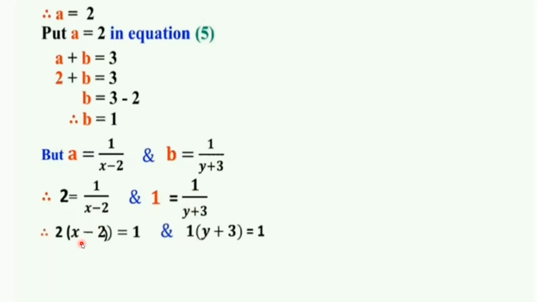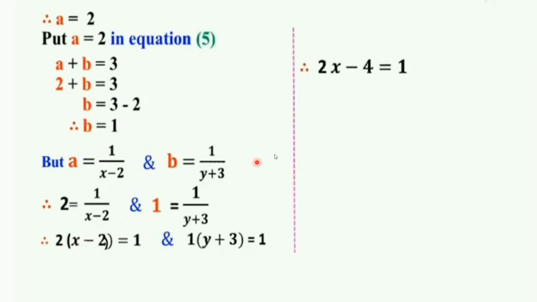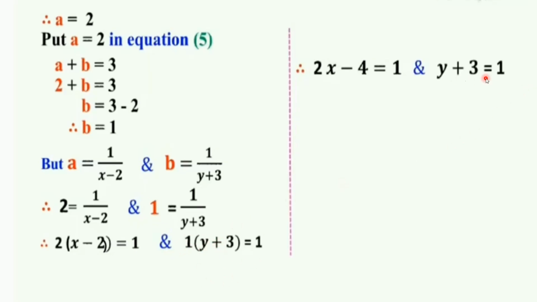So cross multiply children, you will get 2 into x minus 2 is equal to 1, and here 1 into y plus 3 is equal to 1. Now multiply the 2 with the terms within the bracket, then you are going to get 2x minus 4 is equal to 1. Here, as it is multiplied with 1, the equation is unchanged, that is y plus 3 is equal to 1. Okay. Now I have got another set, isn't it? Now solve it one by one.